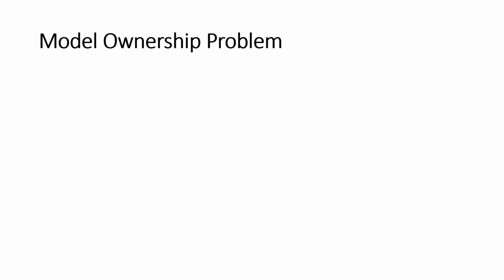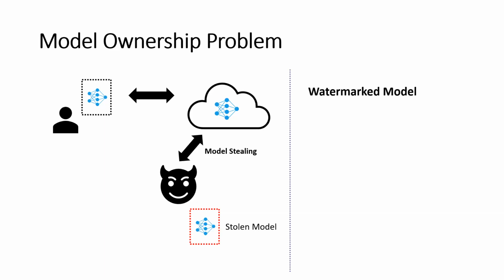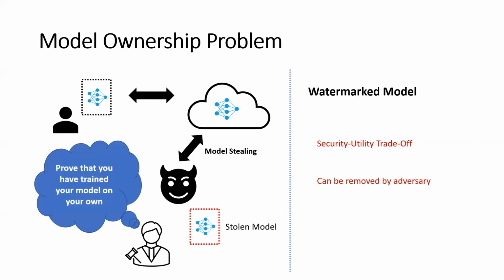This can have many applications, and here we just discuss two of them. First is the model ownership problem. Suppose that a developer of a model has provided the model to a cloud service, and the cloud service can use the model and its parameters without preserving the intellectual property. So the models can be stolen, and the solutions in the ML literature are mainly watermarking schemes, which have security and utility trade-offs and can be removed by the adversary. Here, someone can ask the claimer to prove that you have trained your model on your own.